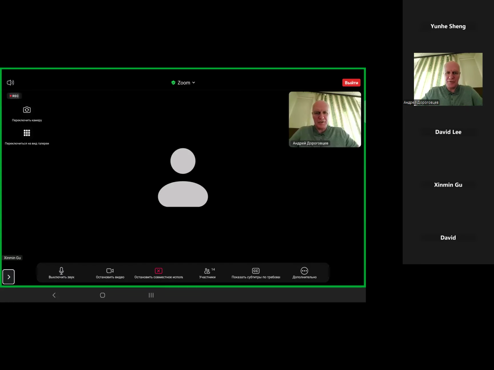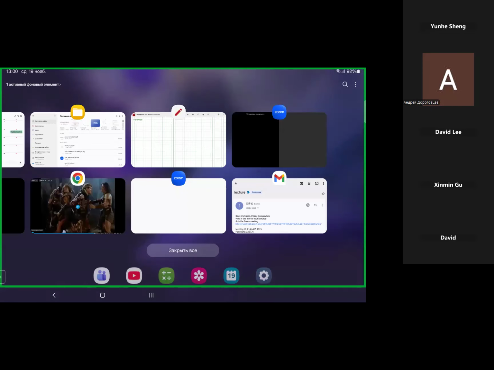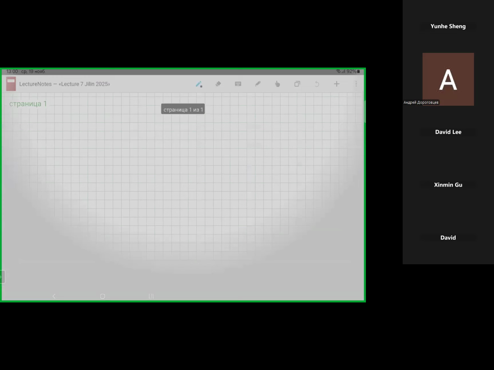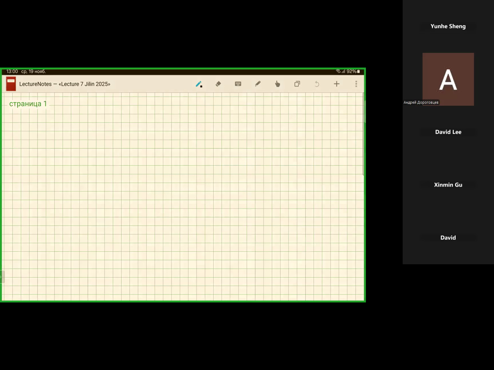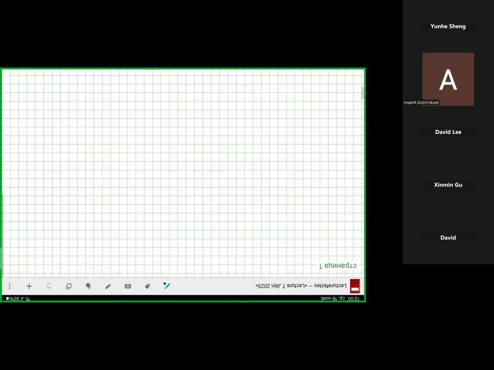Let me demonstrate my screen and rotate it. Okay.